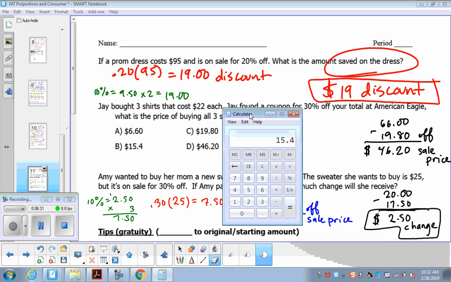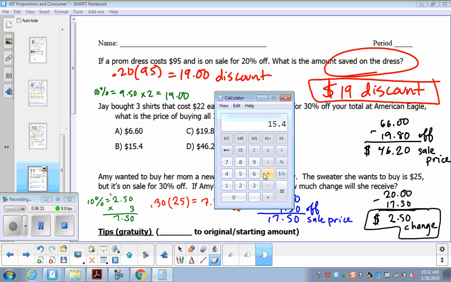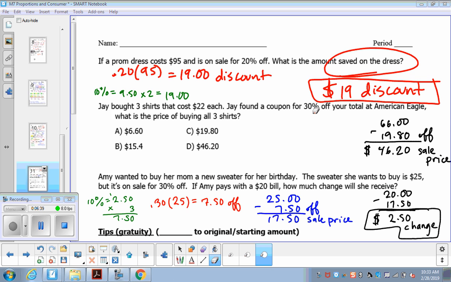That's one shirt with the discount. And he's getting 3 shirts with that discount. So if we hit times 3 now, it's going to be the same answer. So yes, you can find 30% off of one shirt and find out how much one shirt would cost, and then hit times 3 for 3 shirts. That's a second method there.